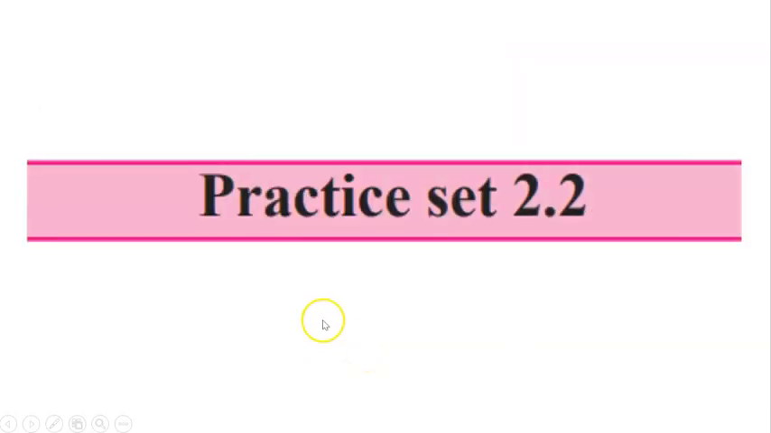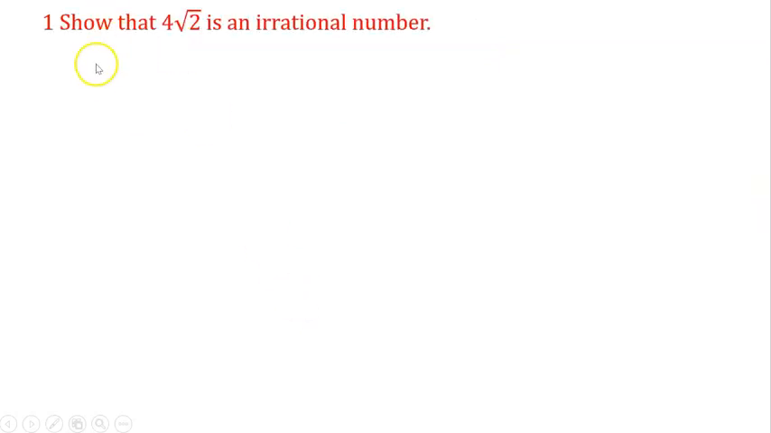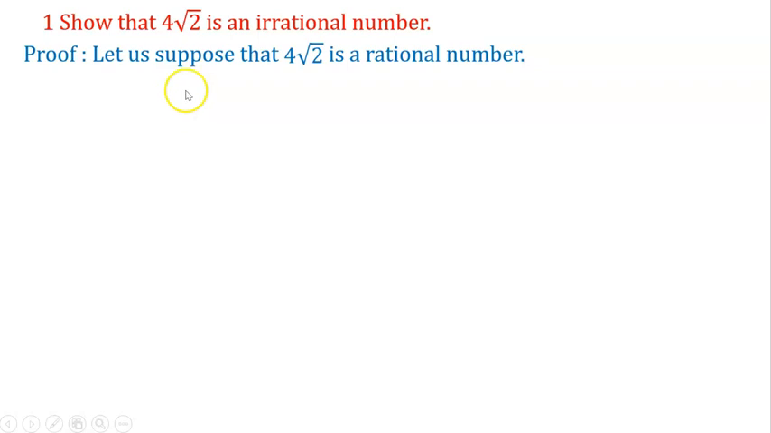Now we'll start the practice set 2.2. First, show that 4 root 2 is an irrational number. Proof. Let us suppose that 4 root 2 is a rational number. We want to prove that it is an irrational number, but here we will apply the indirect proof, and hence we assume that it is a rational number.